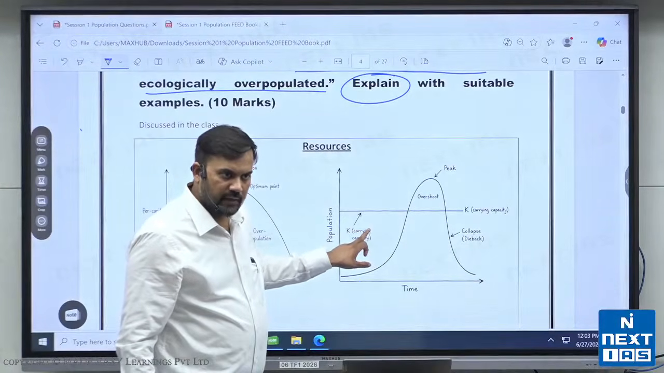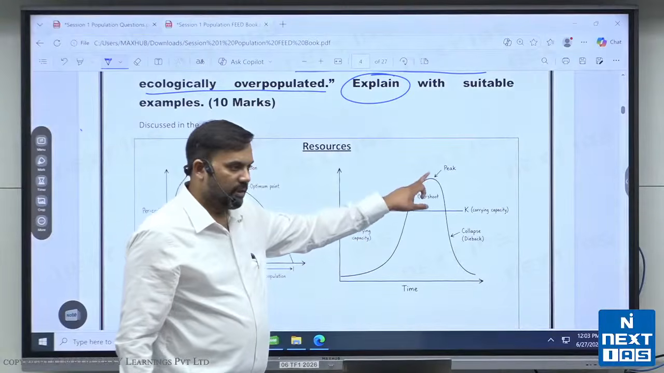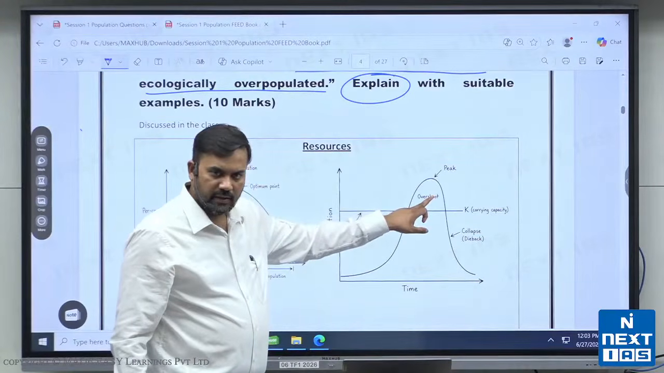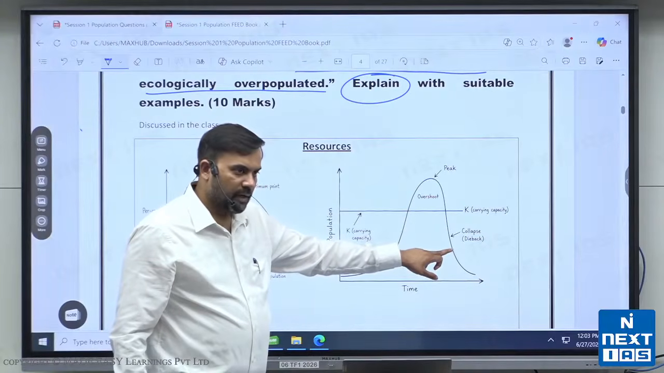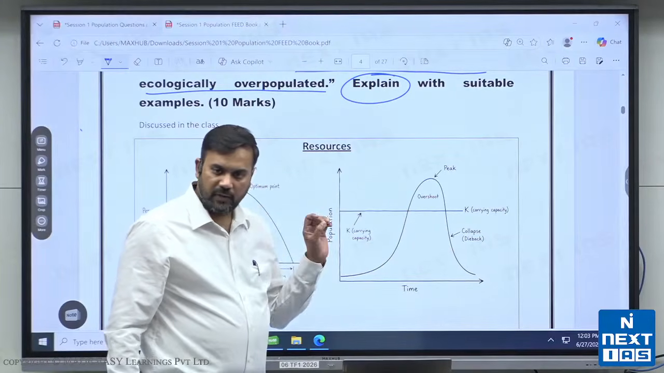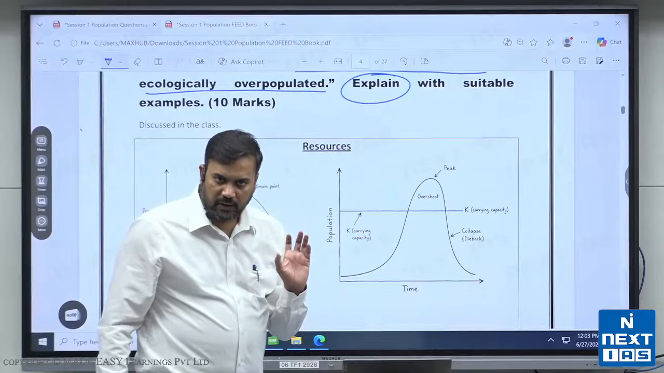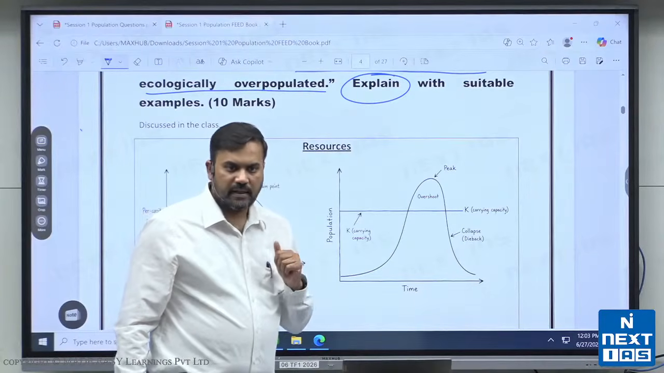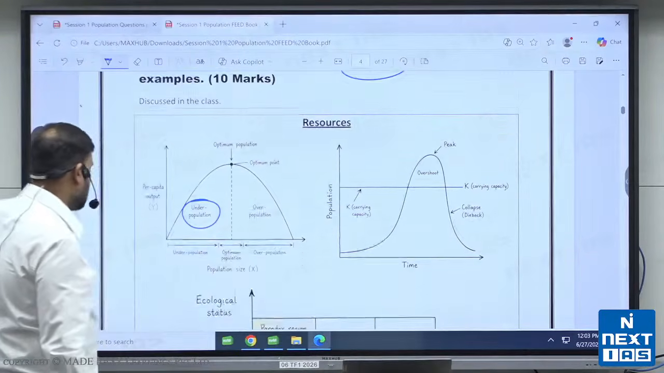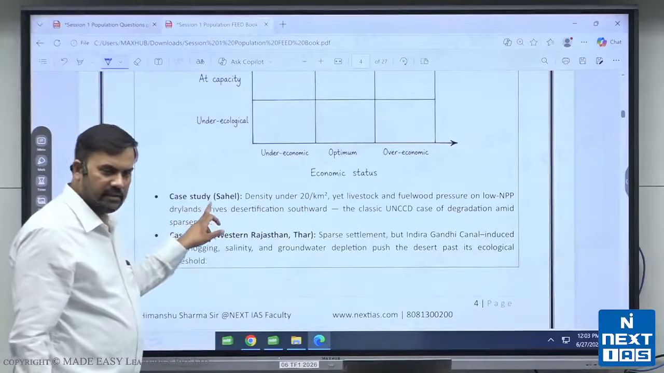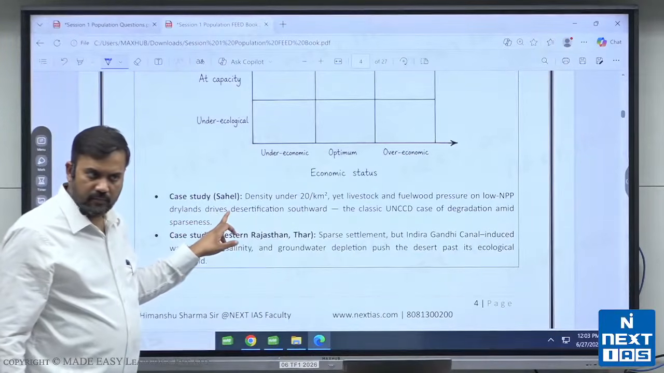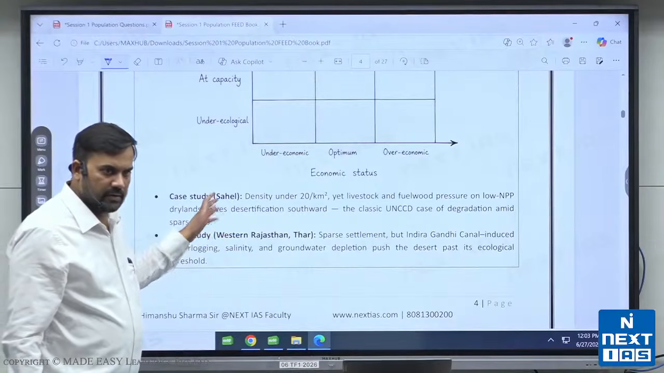this kind of diagram where I am showing that if the population overshoots the carrying capacity, what will happen? There will be collapse. A collapse will be taking place. So the second diagram will come with the second point. ठीक है? इसके साथ क्या मुझे इसके साथ कुछ केस स्टडीज या एग्जांपल्स देने चाहिए? Yes or no? This is the point I can talk about.